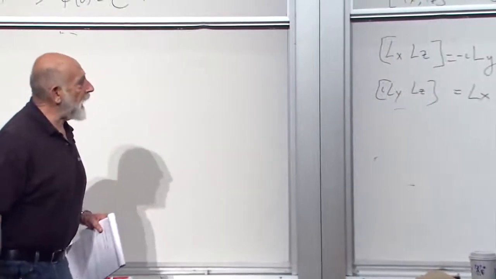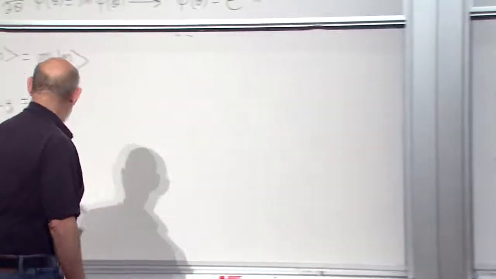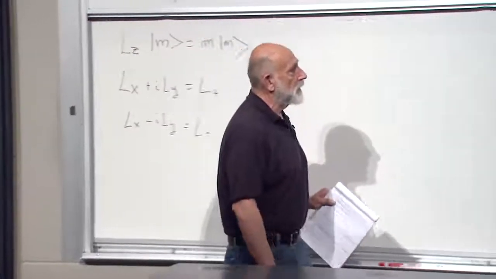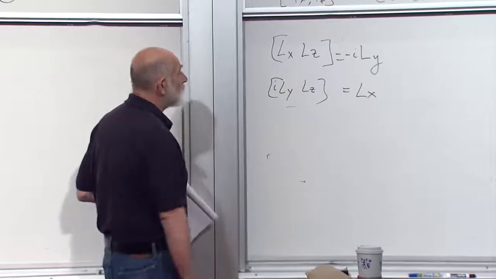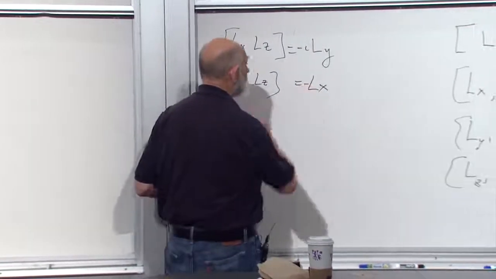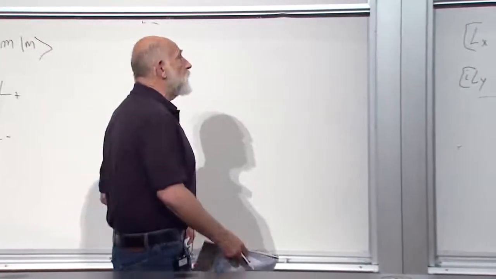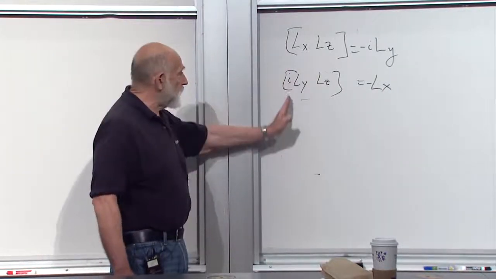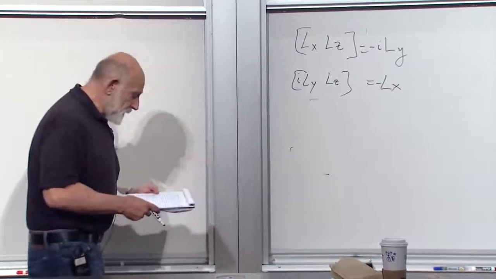And now we're just going to add and subtract these two equations. Adding and subtracting them will give us the commutation relations between L plus and L minus on the one hand and Lz. Okay, we add them and subtract them. If we add them, we get L plus commuted with Lz, and if we subtract them, we get L minus. We do the summation on this side also, and here's what we get.